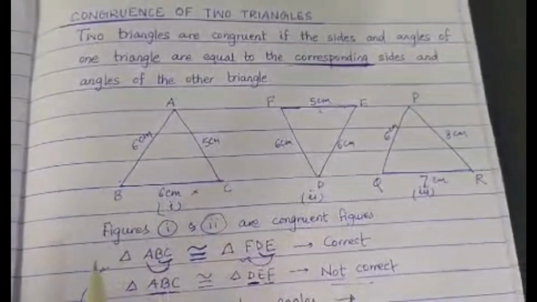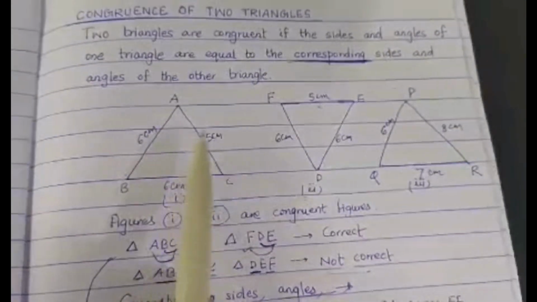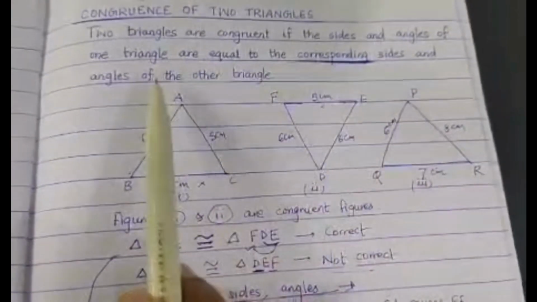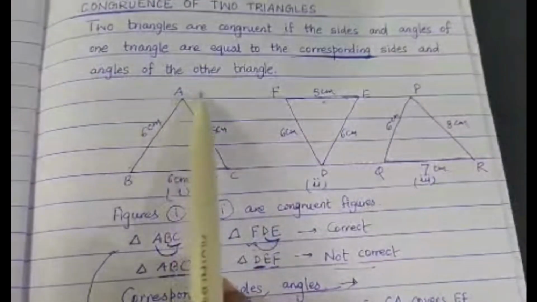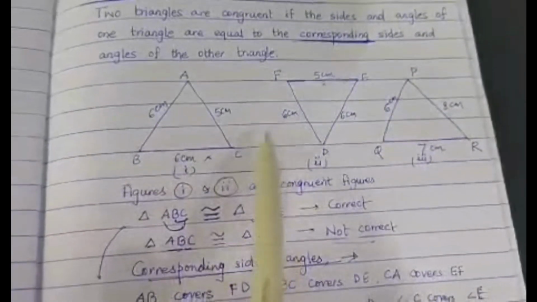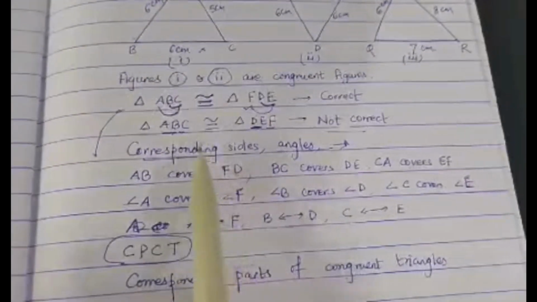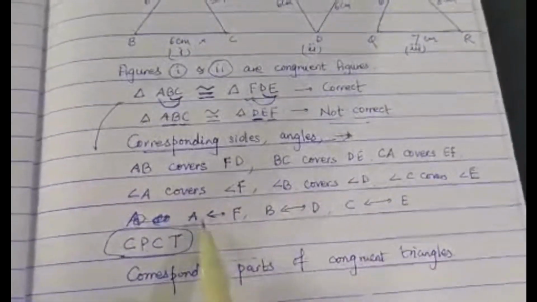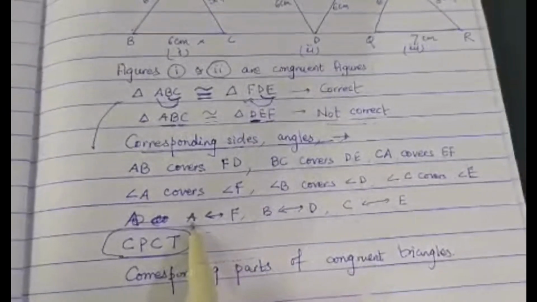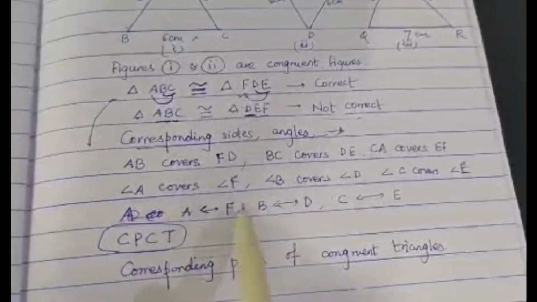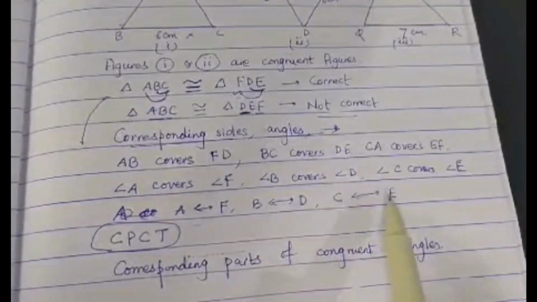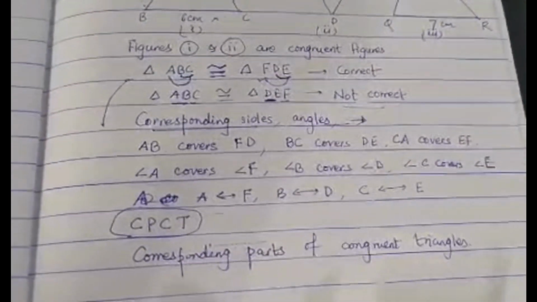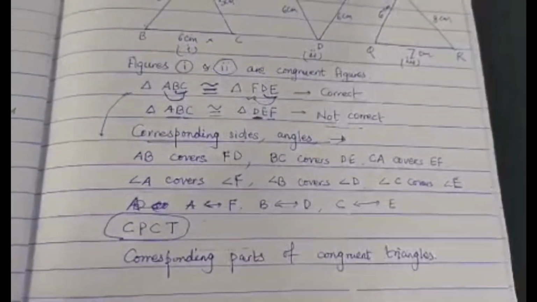So for the congruence of two triangles, sides and angles both have to be the same. If the sides and angles of one triangle are equal to the corresponding sides and angles of the other triangle, then it is congruent. This side covers this side, this angle also covers, and this is the correspondence of vertices. Vertices A and F are corresponding, B corresponds to D, and C corresponds to E, and these are called corresponding parts of congruent triangles, CPCT in short form. Okay, now let's move on.